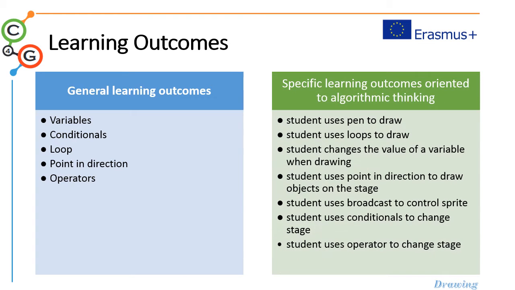The specific learning outcomes oriented to algorithmic thinking are: the student uses a pen to draw, the student uses loops to draw, the student changes the value of a variable when drawing, the student uses point in direction to draw objects on the stage, the student uses broadcast to control a sprite, the student uses conditionals to change the stage, and the student uses operator switch to change the stage.